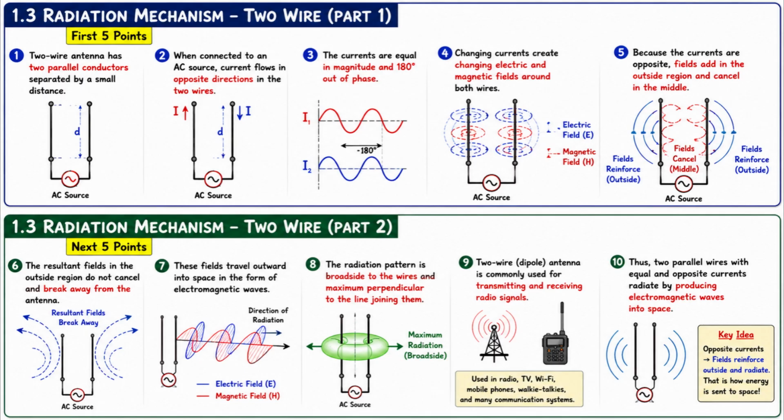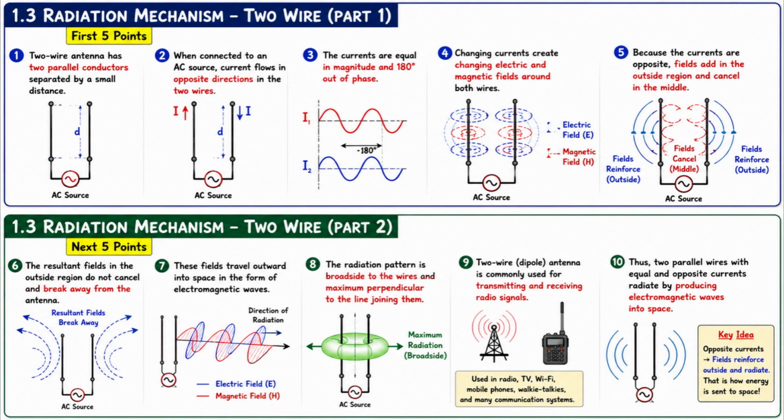Topic 1.3. A two-wire system has two parallel conductors connected to an AC source. AC means alternating current source, for the purpose of accelerating charges. Then only radiation will occur.